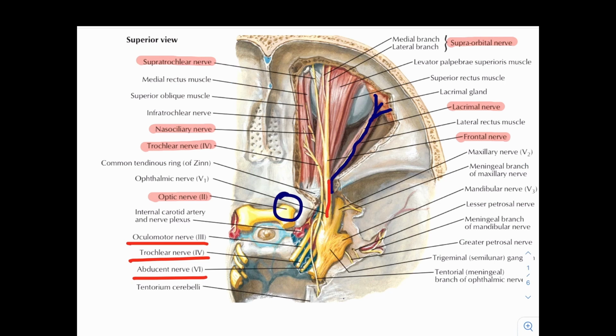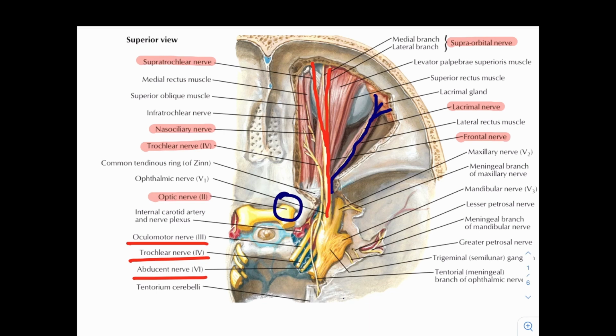Next is the frontal nerve. The frontal nerve arises from the ophthalmic division of the trigeminal nerve. It enters the orbit through the upper part of the superior orbital fissure and passes forward on the upper surface of the levator palpebrae superioris beneath the roof of the orbit. It divides into the supratrochlear and the supraorbital nerves that wind around the upper margin of the orbital cavity to supply the skin of the forehead. The supraorbital nerve also supplies the mucous membrane of the frontal air sinus.